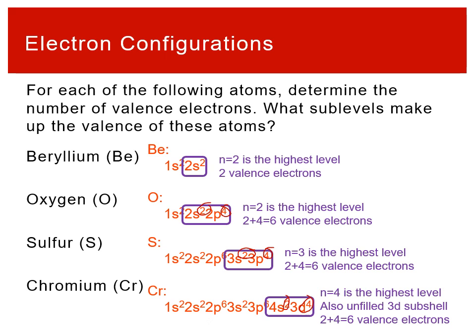We can see, even though chromium has a much higher total number of electrons, 24 total electrons, it still only has 6 of those that are valence. Because of this Aufbau, this building up, you only have a handful of electrons, or a smaller number of electrons, that are actually on the outside of the atom.